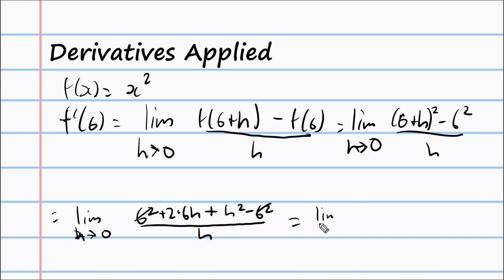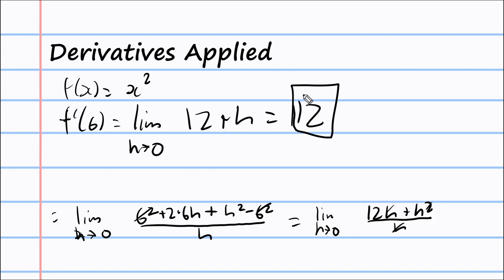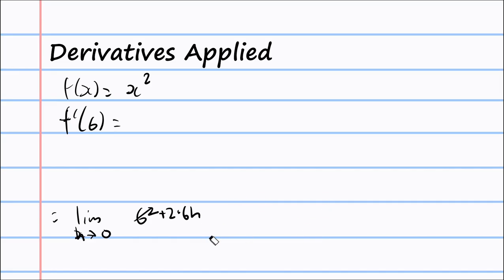We get the limit as h approaches 0 of 12h plus h squared divided by h, okay? Now we can just cancel out the h's, and then we get the limit as h approaches 0 of 12 plus h, which equals 12, okay? And that's what we got with the other result, okay? So that's how we can use both of the limit definitions of the derivative to set up a limit and then solve for the instantaneous rate of change of any function at any point, okay?